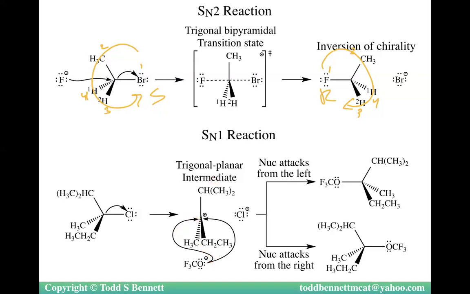Okay, so it comes in from the left, comes in from the right, which means you get chirality of 1, 2, 3, R, and 1, 2, 3, S. So a 50-50 mixture of R and S, a racemic product mixture.